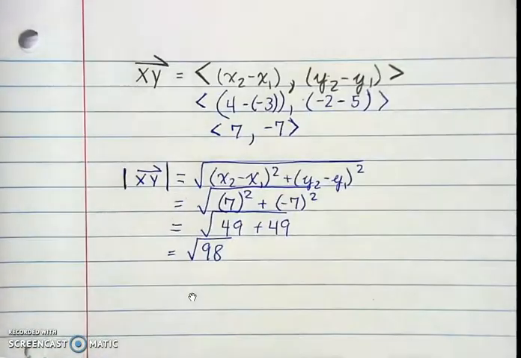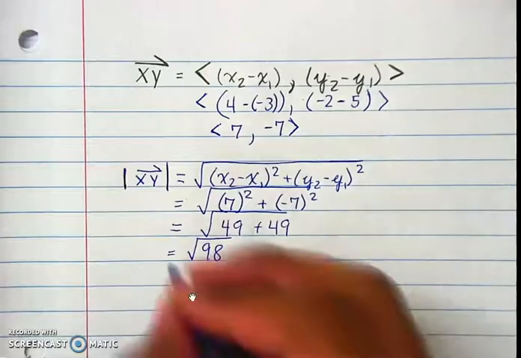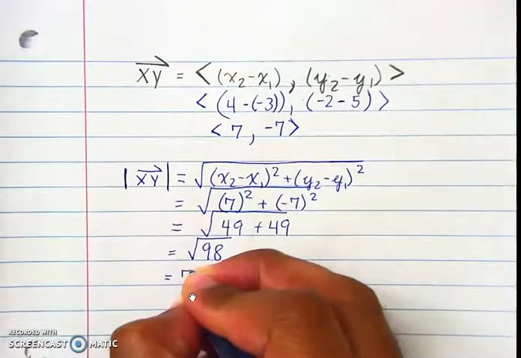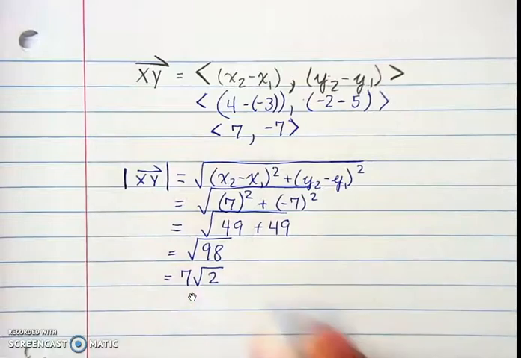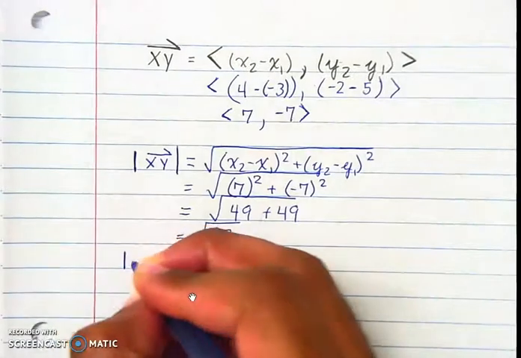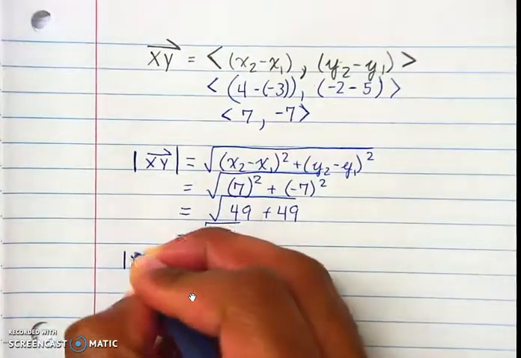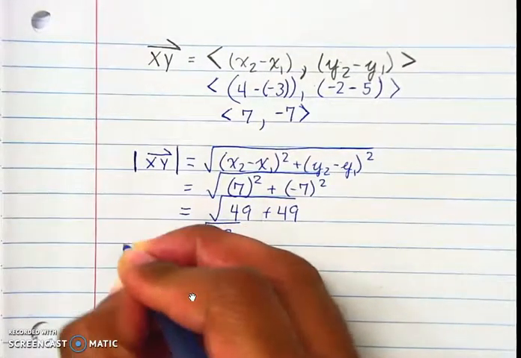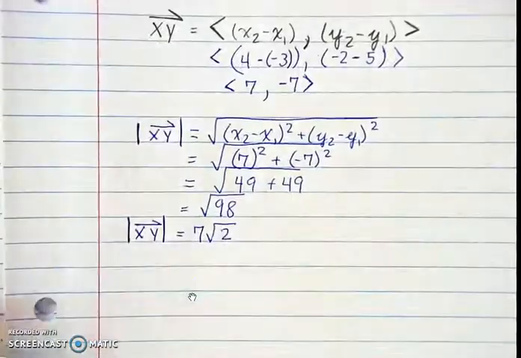And all you have to do is go ahead and break that down so that we're dealing with 7 square roots of 2. So in other words, 49 times 2, square root of 49 is 7, square root of 2 is square root of 2. And that is your magnitude. So again, not hard, pretty easy for all this. And that's it.